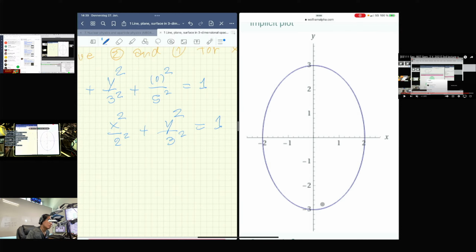The intersection between this ellipsoid and the x plane.